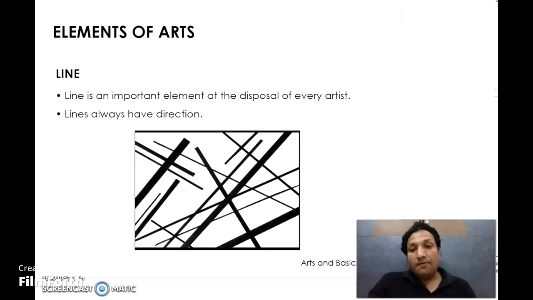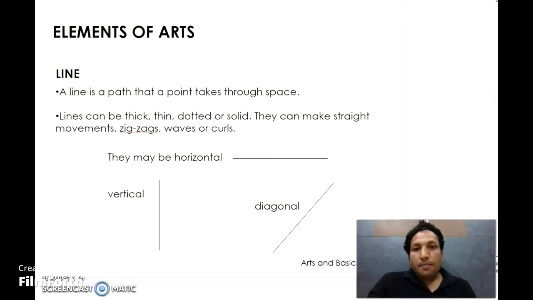Line: you might have some questions based on the line, and they can ask you how line impacts and what is the significance of lines. So, line is an important element at the disposal of every artist or architect, designer, sculptor. Lines always have direction. So, we can understand different directions through different lines. Line is a path that a point takes through space. We can say the distance between two dots, or an extension of any dot, is called a line.